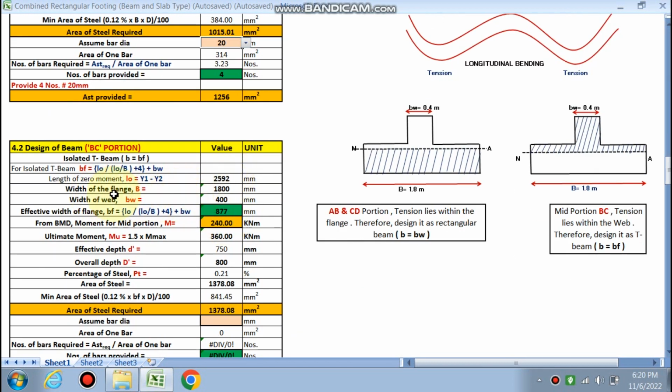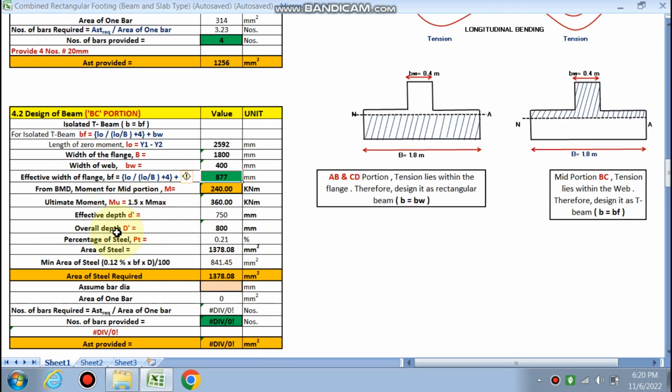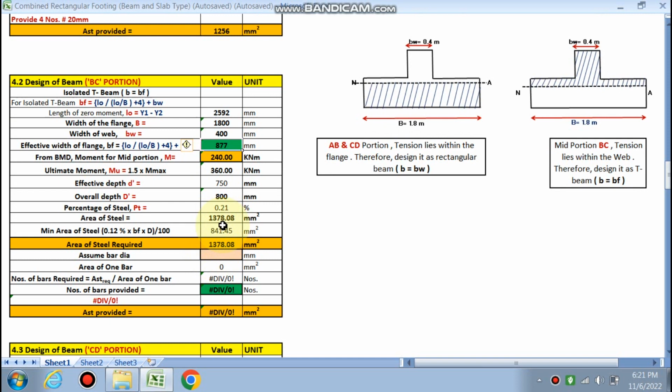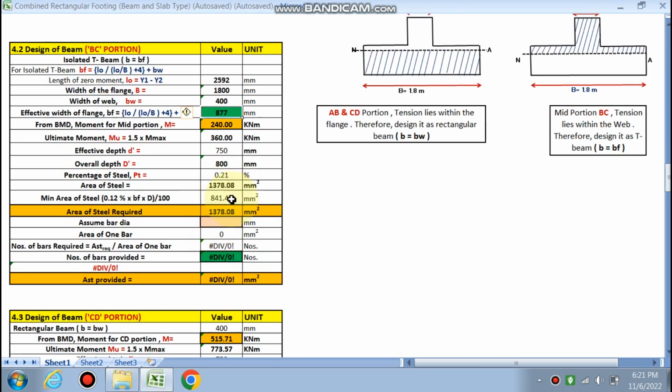So L0 value is calculated as 2.592. Width of the flange B is 1.8 meter, BW is 400 mm, and by this formula the effective width of the flange is calculated as 877. The bending moment at the mid portion from the bending moment diagram is 240. For this ultimate moment the effective depth is the same, 750 mm, and overall depth is 800 mm, giving 0.21%. Area of steel is that much, 1378.